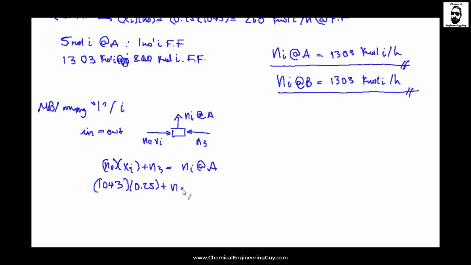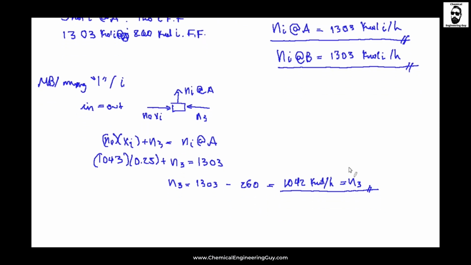N3 I don't have it. Actually, that's the value we're going to find out. And this value is this one here. So that's the way I'm going to find my value here. 1303 minus 260, and I got this value. Good, we have another flow rate. Actually, this is the recycle of isobutane.